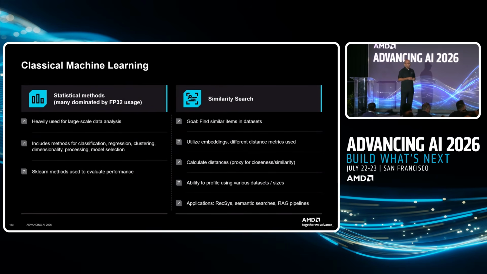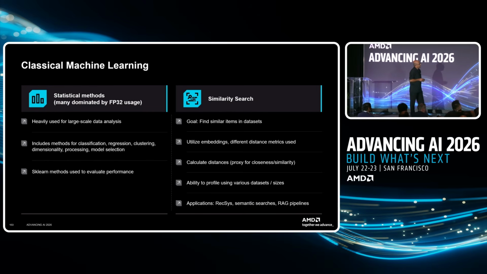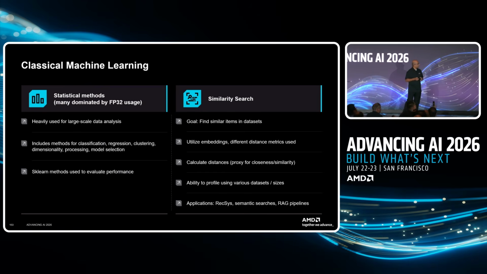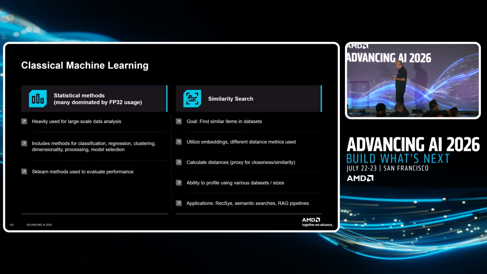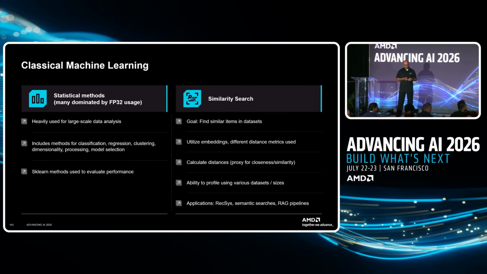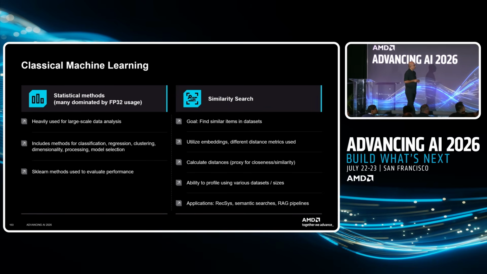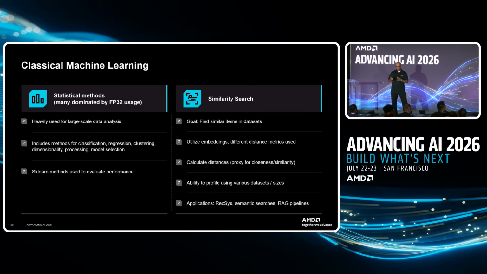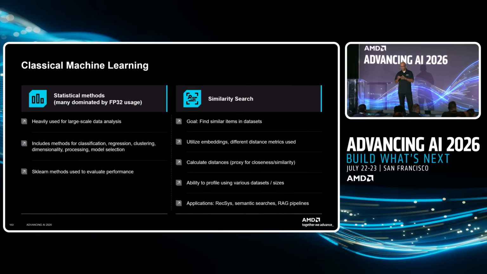The other subsection I want you to keep in mind when we are looking at agentic AI workflows is that it's really split into two subsections. One is the classical machine learning methods, which are primarily your slightly older statistical methods, primarily FP32. And then I've picked similarity search as another representative bucket. So you can see, I'll show performance data for both of these sections for Venice versus Turin versus Granite.